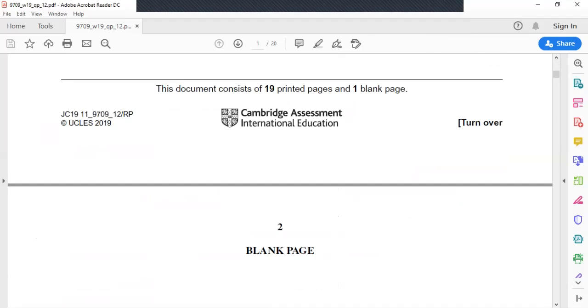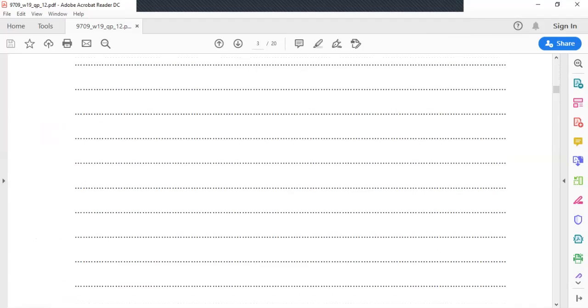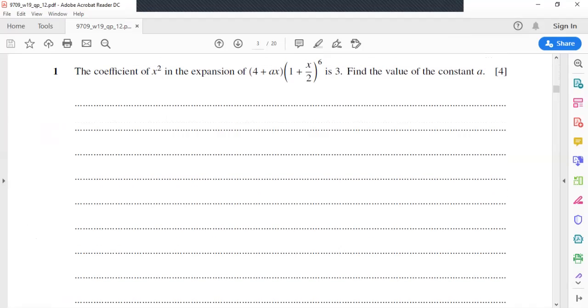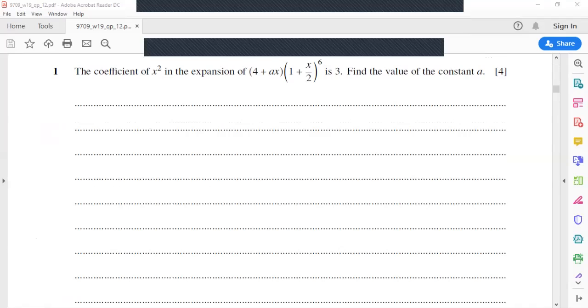So this is your question number 1, and this question is regarding the binomial theorem. Now if you see here, he is asking for the coefficient of x squared in the expansion of this, which is 3. Find the value of the constant a. So first of all, let's expand this one.